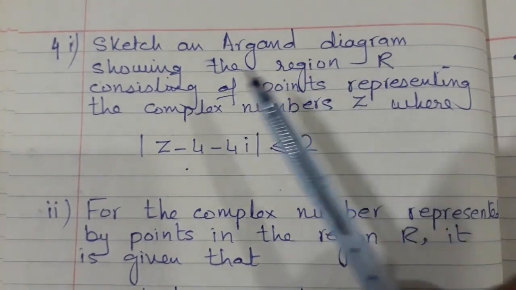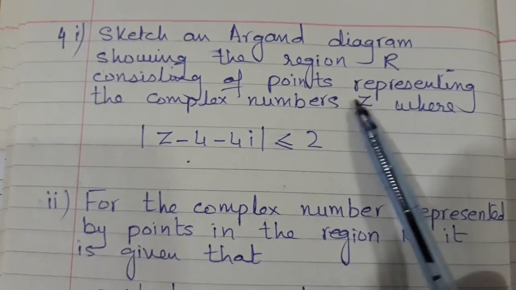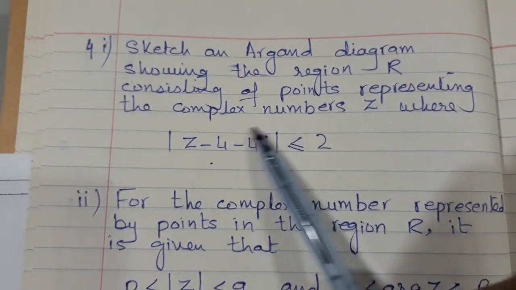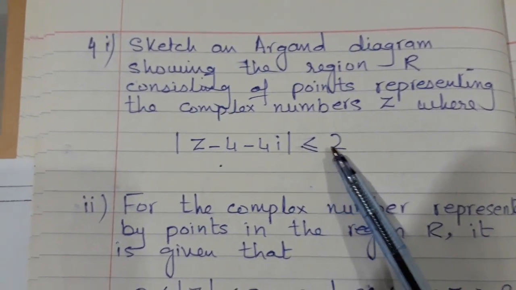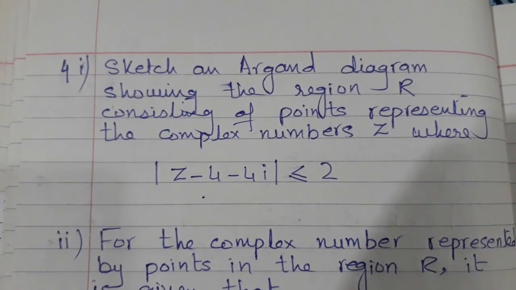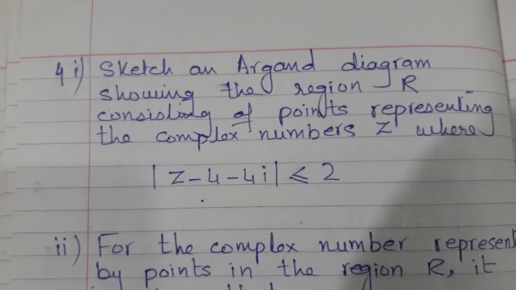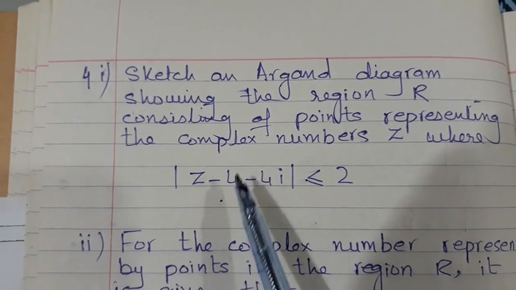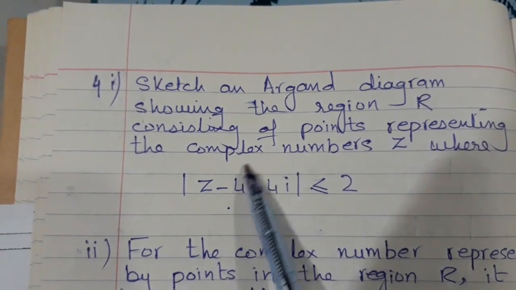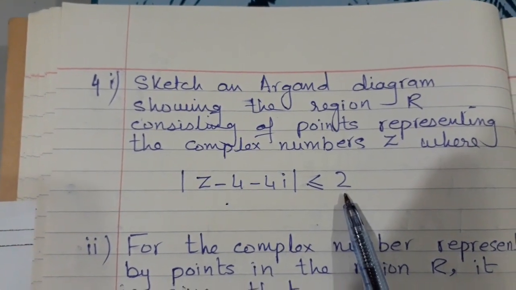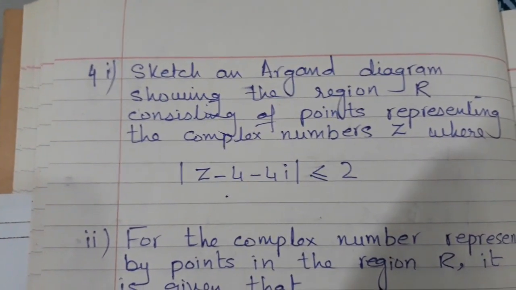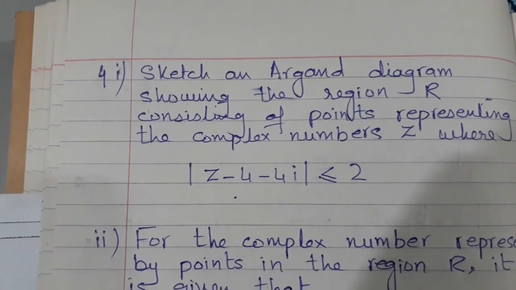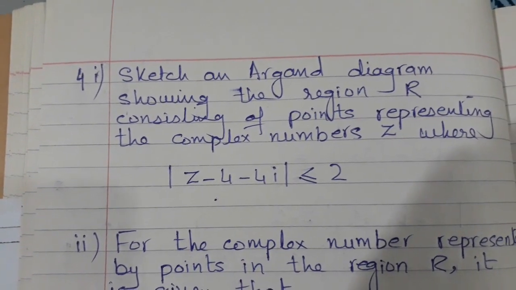Sketch an Argand diagram showing the region R consisting of points represented by this complex number. Now can you recall something? We have just done this. What does it remind you of? Which complex loci are we talking about here? Yes, you're right. I think most of you are right. It's a circle, because this will be your center of the circle and this will be your radius. And less than or equal to means it will be a shaded region. So let's see the explanation of this part on the diagram, and then we will see the next part.